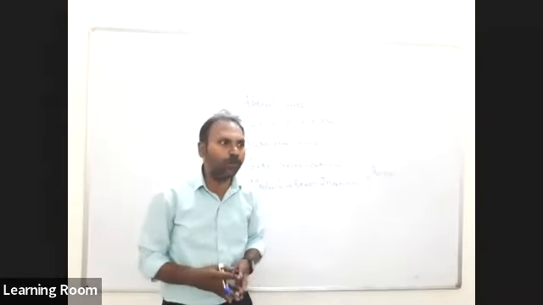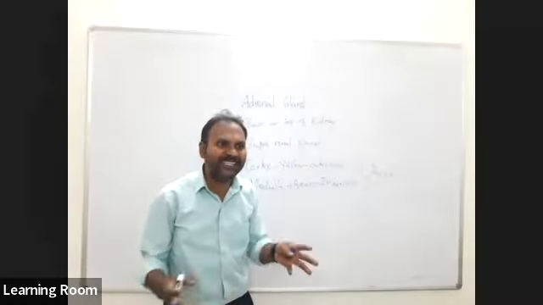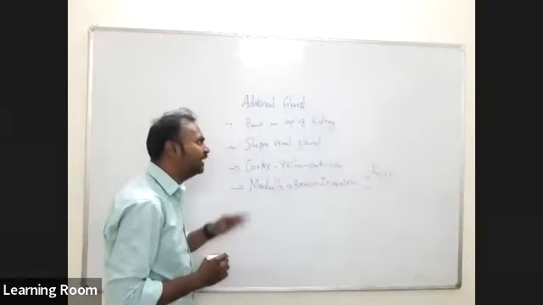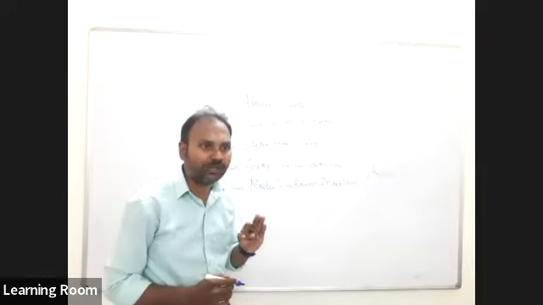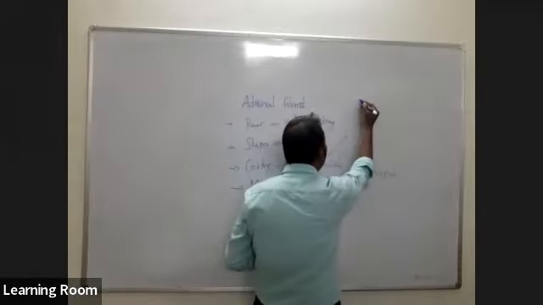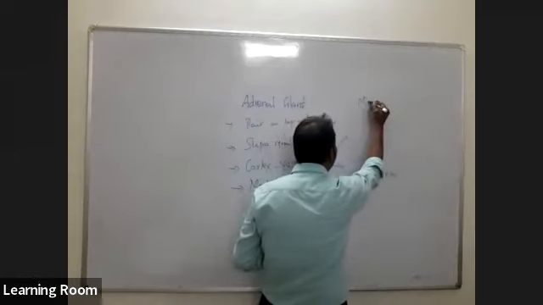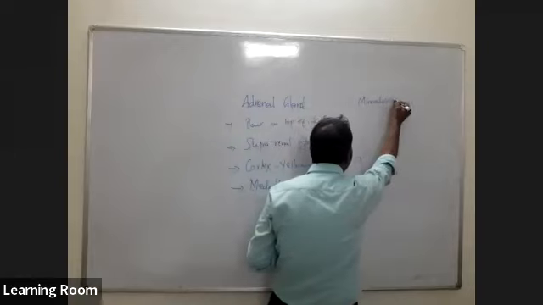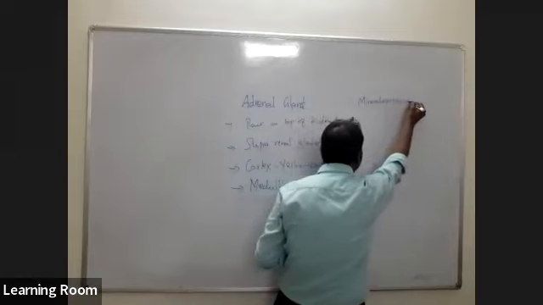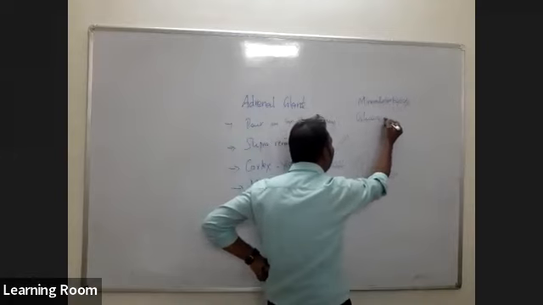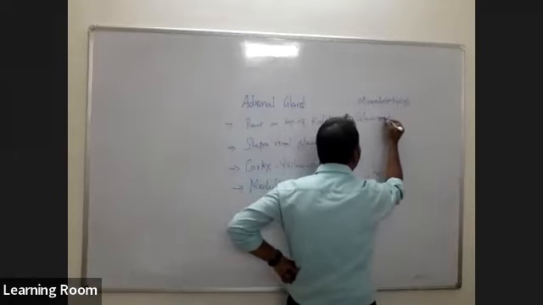What should we know about these two regions of the adrenal gland? In the cortex region, there are three important hormones. They are called what? Mineralocorticoids, and then glucocorticoids.